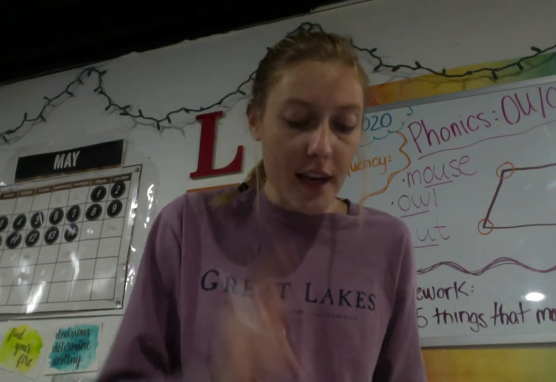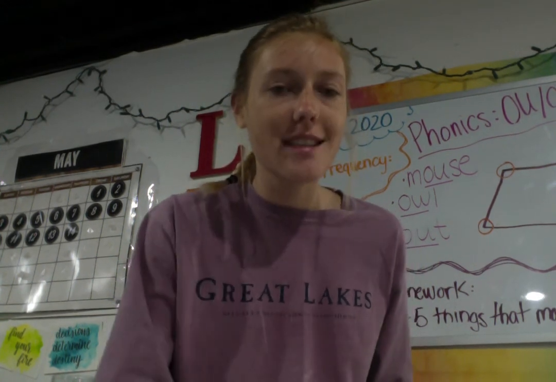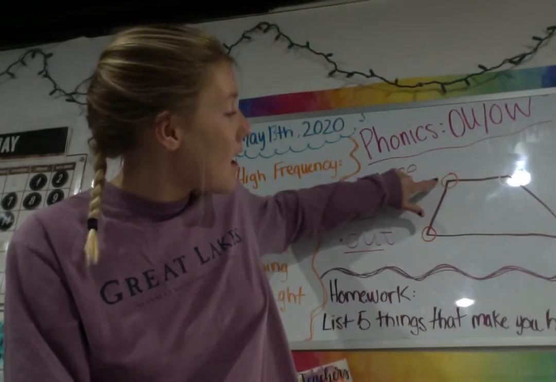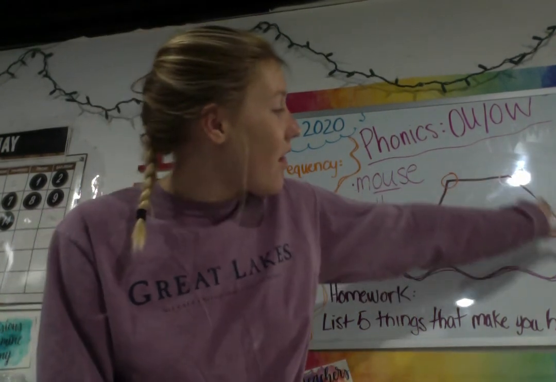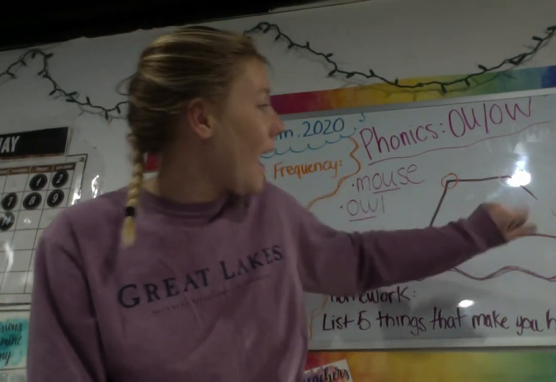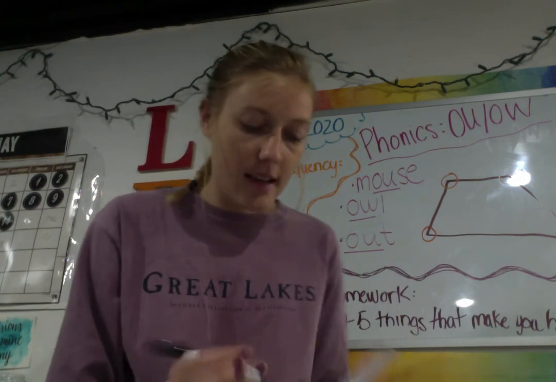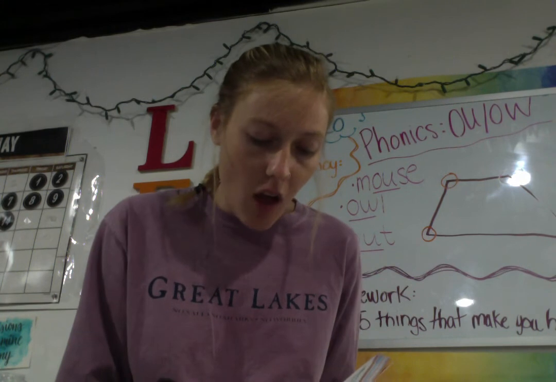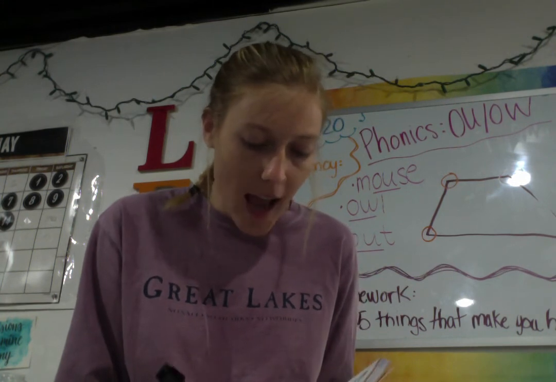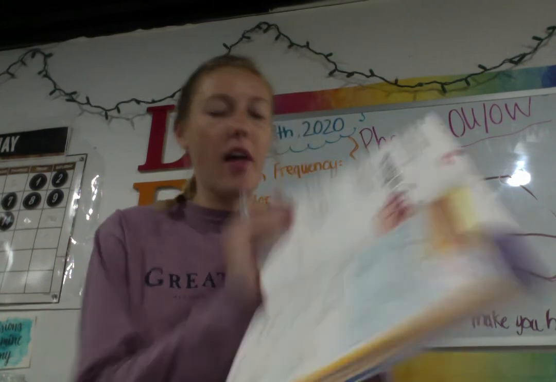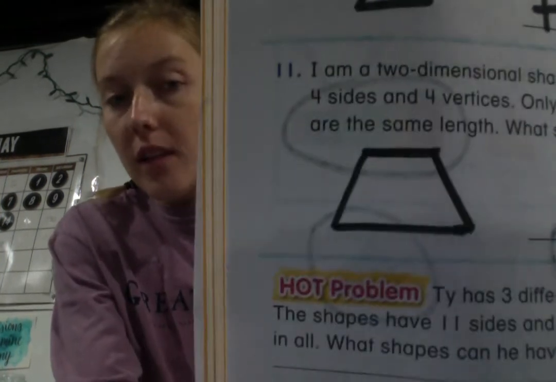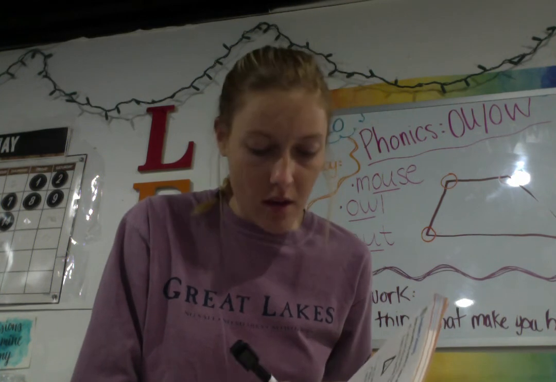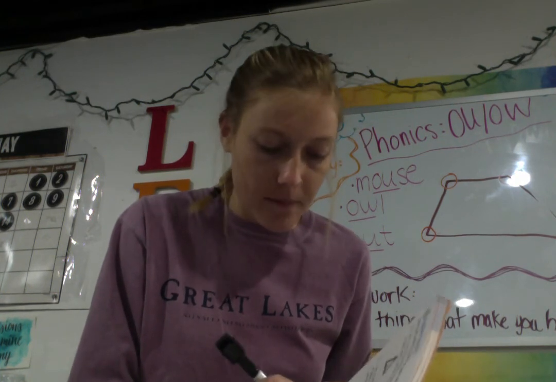It says only 2 of my sides are the same length. Well, when we learned about this trapezoid, we see that this side and this side are the same length, and these two are not. So the top line is short, the bottom line is long, but each side is the same length. So we know that this one must be talking about a trapezoid. A trapezoid.